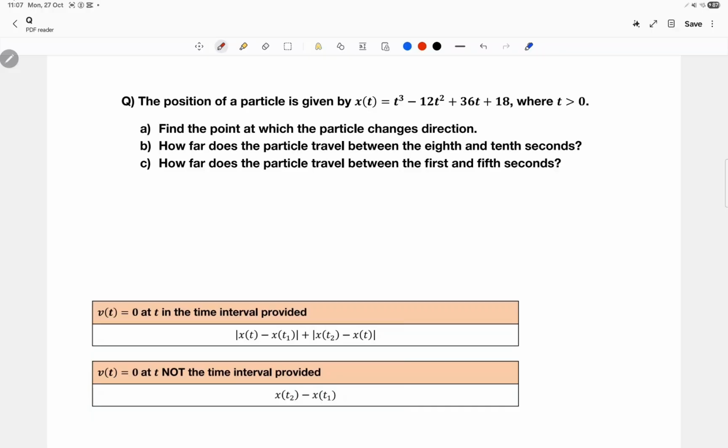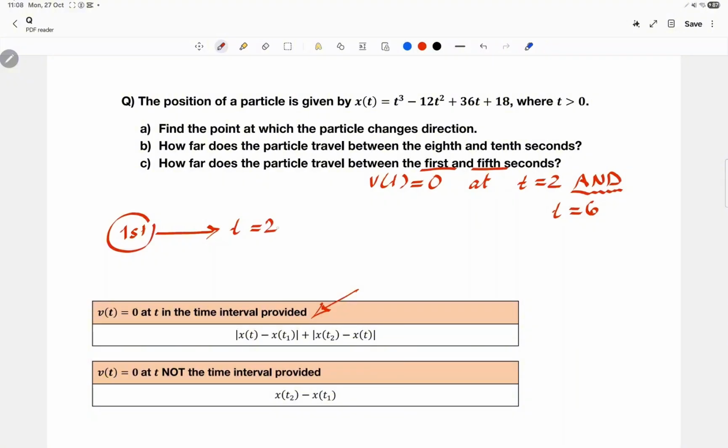Now let's go on to part C, where it says, how far does the particle travel between the first and fifth second? We must be using now this one here. Why? Because our velocity was 0 at the time of 2 and the time of 6. And now our interval is between first and fifth. So we're going to go from first, then to a time of 2 where the velocity is 0, and then all the way to the fifth.